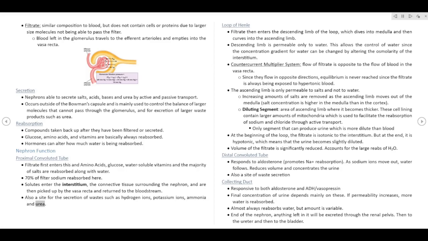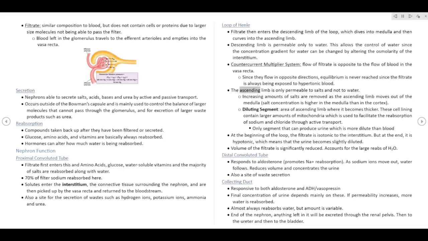Loop of Henle. Filtrate then enters the descending limb of the loop, which dives into the medulla and then curves into the ascending limb. The descending limb is permeable only to water. This allows the control of water since the concentration gradient for water can be changed by altering the osmolarity of the interstitium. Countercurrent multiplier system: the flow of filtrate is opposite to the flow of blood in the vasa recta. Since they flow in opposite directions, equilibrium is never reached since the filtrate is always being exposed to hypertonic blood.